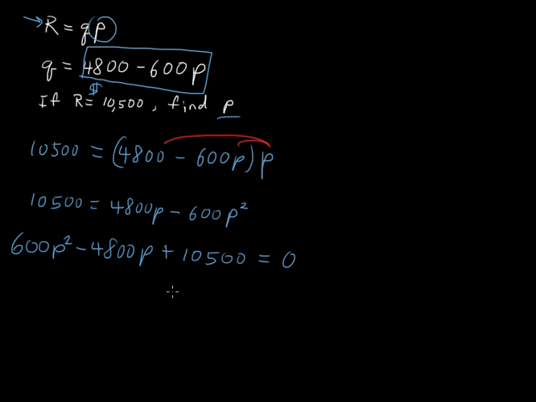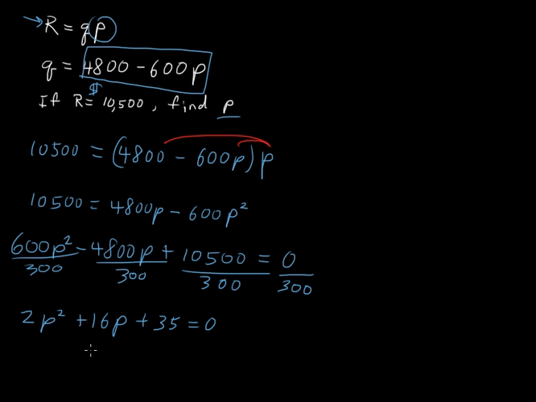Now let's factor out a greatest common factor here, and it's just going to be a number. Let's divide by 300, and we can just cut everything down. Divide everything by 300. We can't just go and divide by a variable, but we can divide by 300. It's just a number. 0 divided by 300 just leaves 0 on that side. And we get 2P squared plus 16P plus 35 equals 0.